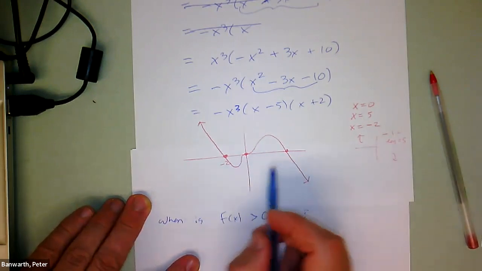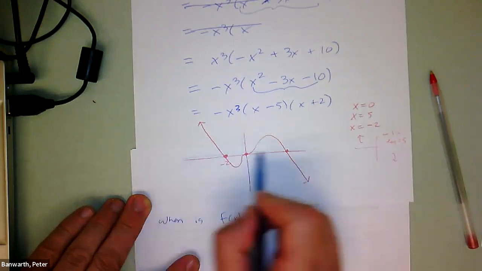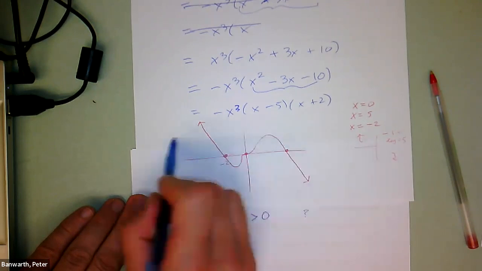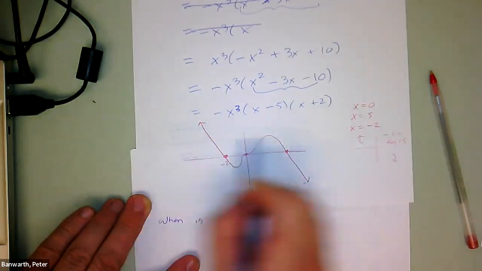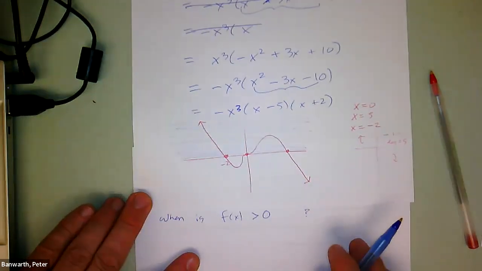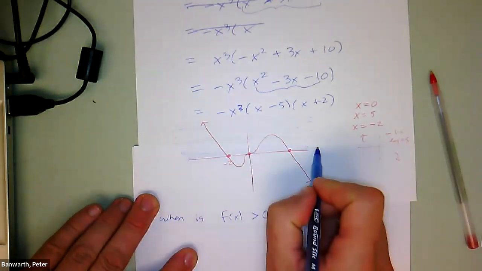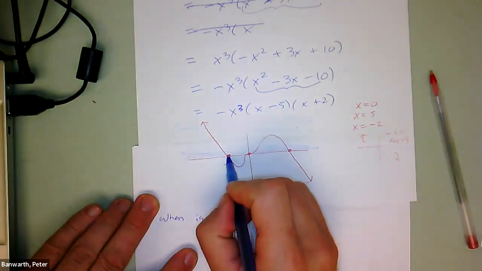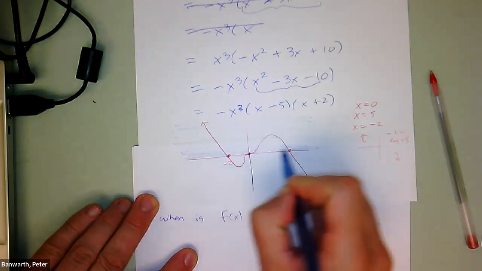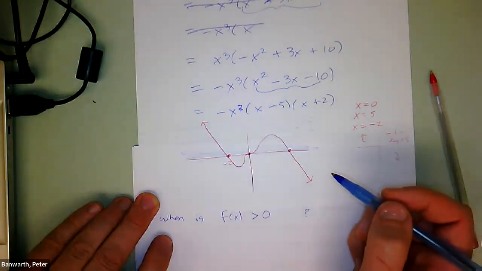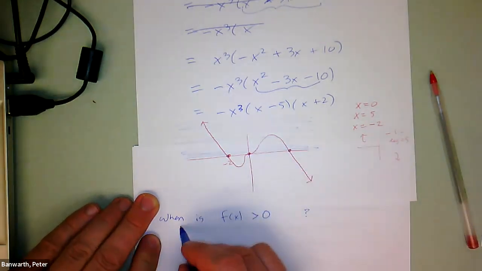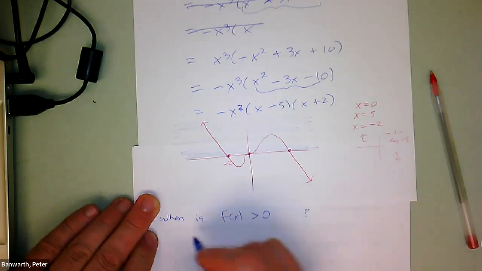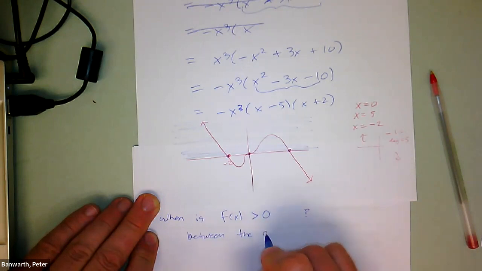So what I'm going to do is I'm going to look at my graph, and I'm going to say, okay, I need all the x values where my graph is up here. And that's when my polynomial is greater than 0. And I notice that the cut points on my interval are right at my zeros. So when is a polynomial greater than 0? Between the roots.